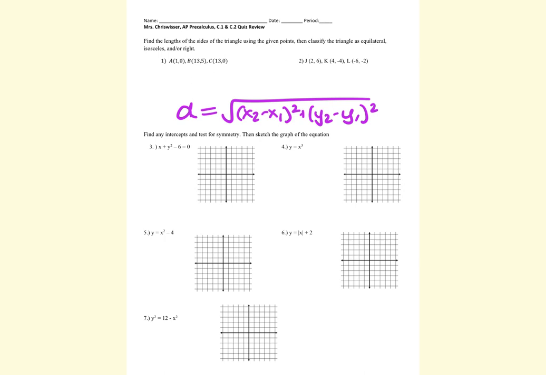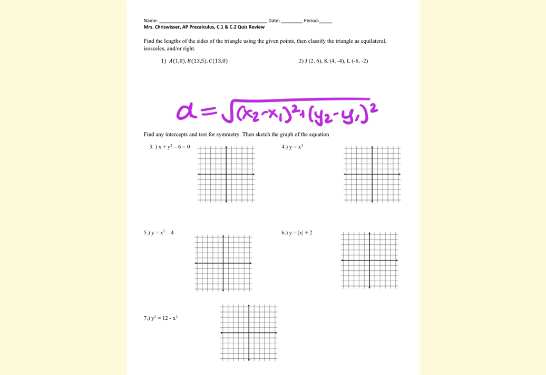If 2 sides are the same, it's isosceles. 3 are the same, it's equilateral. If a squared plus b squared equals c squared, it's right. And remember, it could be both isosceles and right. It could be none of the above, okay? You will get points for finding the angles or finding the lengths of the sides and then the classification.